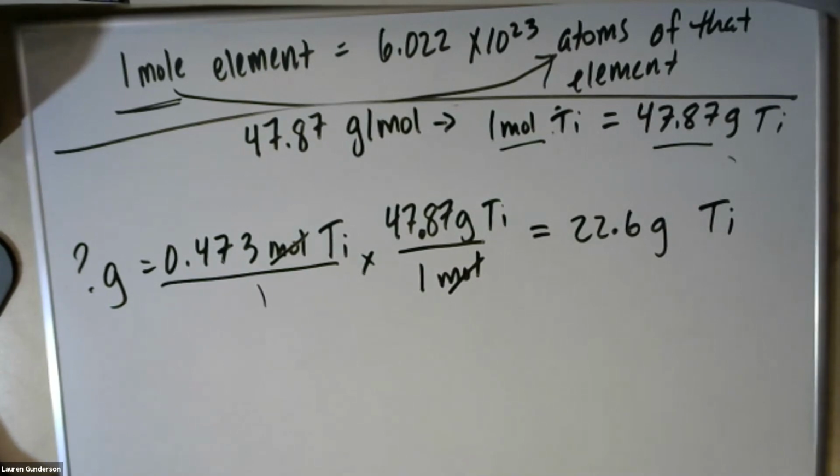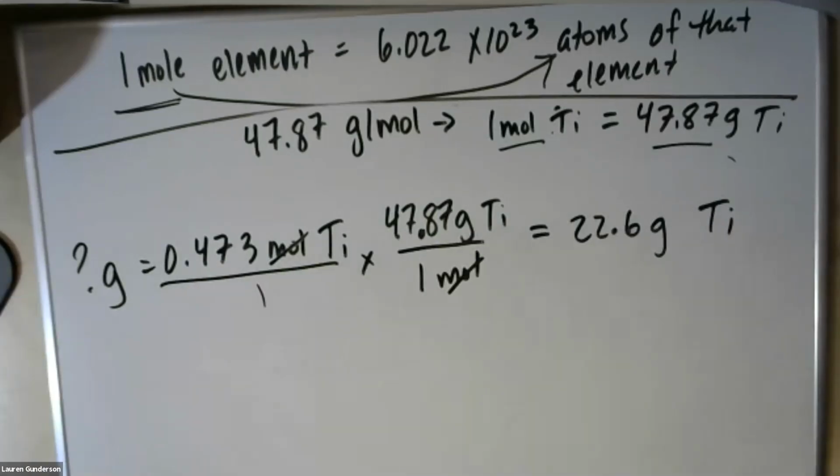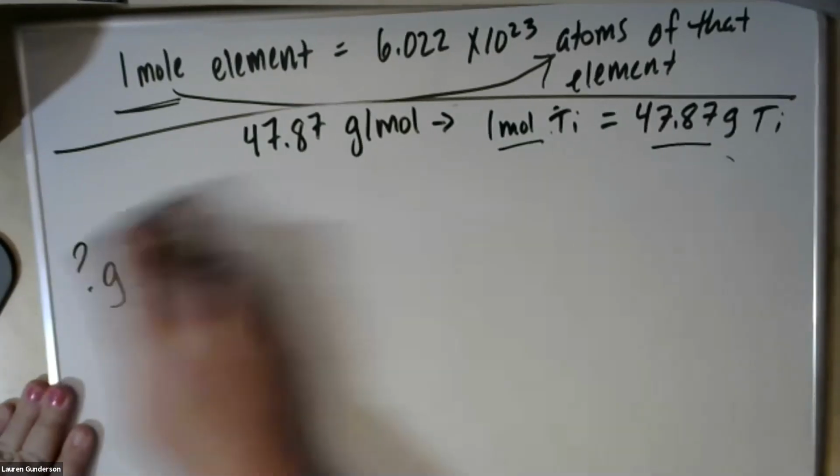Okay, this next question's a good one. It asks us to assume that pennies are made of pure copper. How many copper atoms are in a copper penny with a mass of 3.10 grams? So we're going from a gram value into copper atoms. Now we're going to need both of our conversions here.